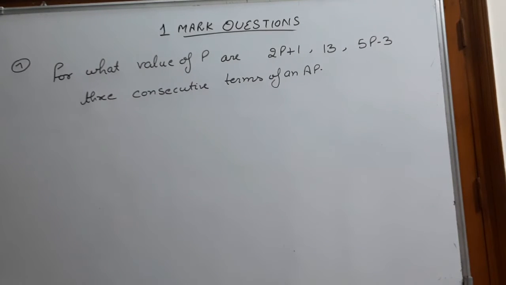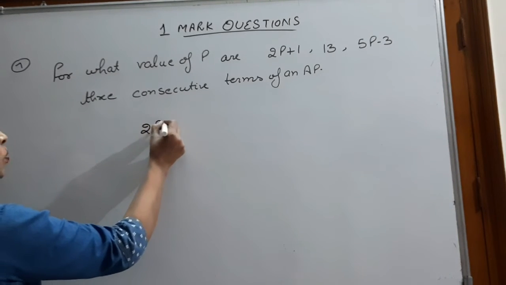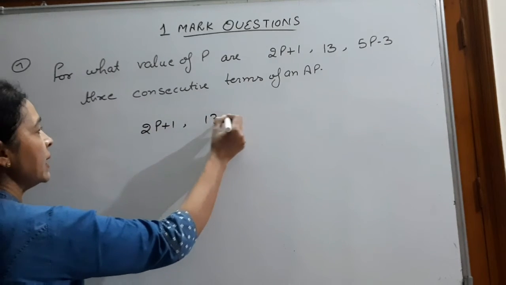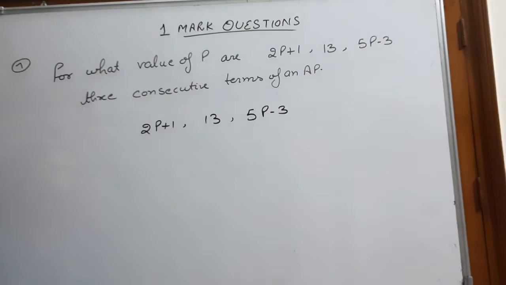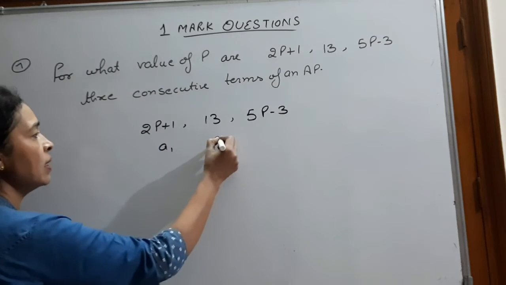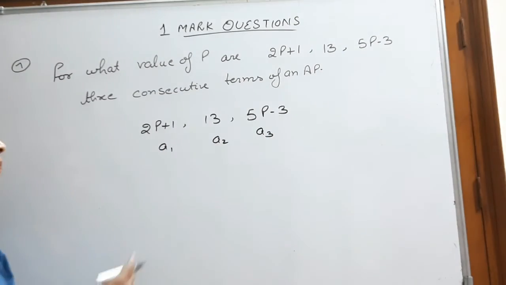For what value of P are 2P minus 1, 13 and 5P minus 3 the consecutive terms of AP? We have three terms. First is 2P plus 1, then 13, then 5P minus 3. These are three terms of AP. Let this be A1, A2 and A3. It is given that it is an AP.